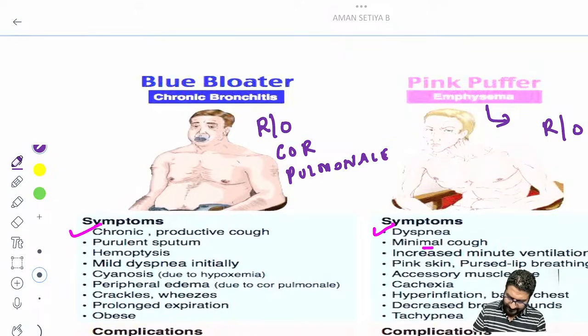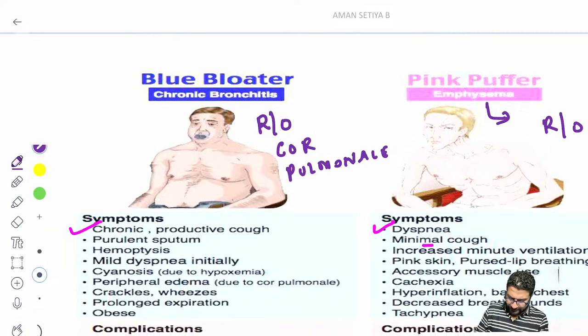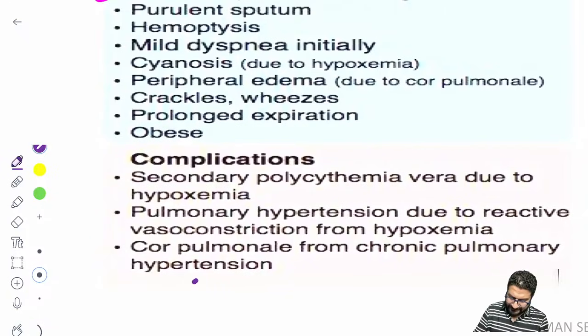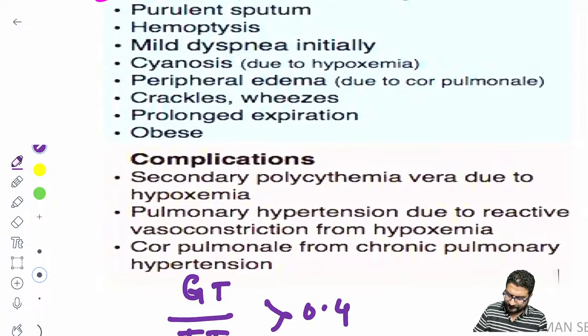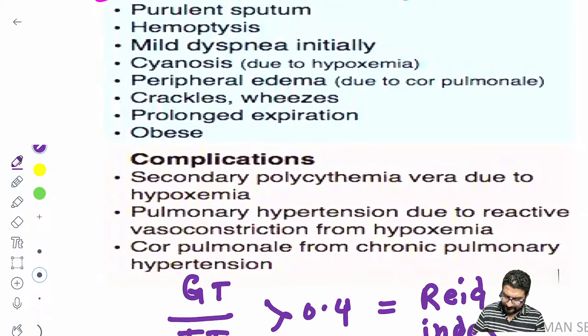What else you have to remember? Remember something which they ask in exam. For bronchitis you will calculate the ratio of gland thickness to total thickness, GT to TT, and this ratio value will be more than 0.4. So this is what we call the Reid index.